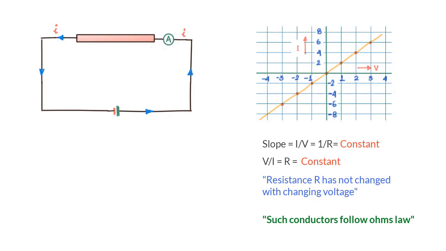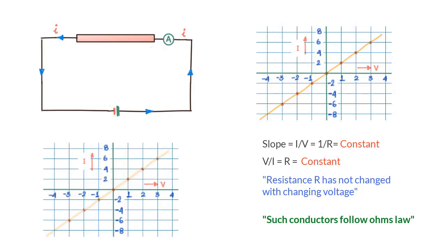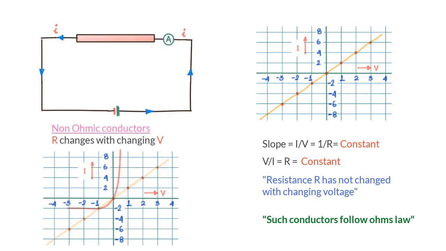On the other hand, we could have conductors where if we change the applied voltage, we can end up getting a graph like this, and we can clearly see the applied voltage and the current does not have a linear relationship, or the ratio V by I keeps changing with the applied voltage, and since V by I is the value of resistance, we say the resistance is also changing with the applied voltage, and we conclude that such conductors do not follow Ohm's law.